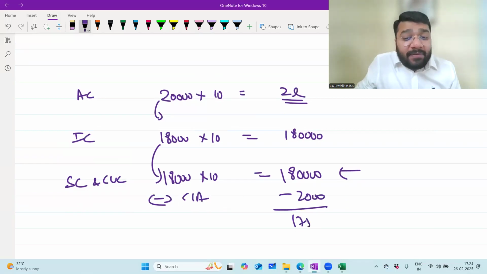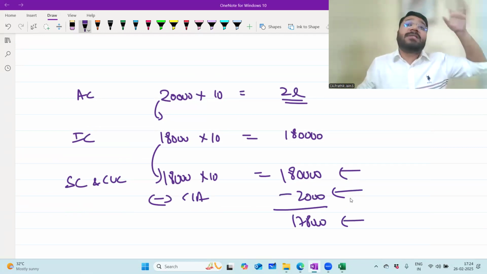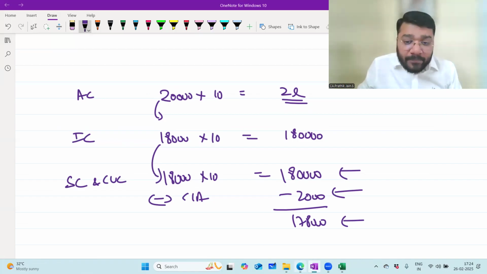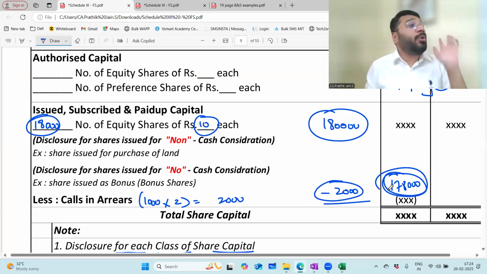So the balance of 1,78,000 is called paid up capital. So what is unpaid capital? 2,000 rupees. Are you able to understand all these terms extensively? We have discussed this in the CA Foundation. I'm just doing a recap of it. Any problem here? So 1,78,000 rupees is the money that goes in the outer column.